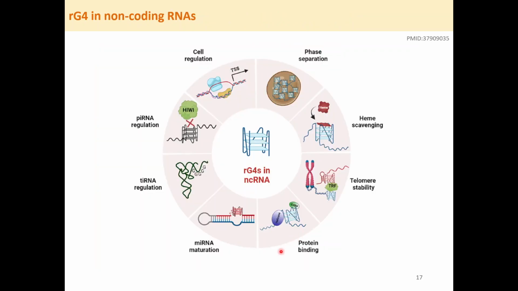rG4 functions are not limited to mRNAs. rG4s are widely found in non-coding RNAs including microRNAs, tRNA-derived small RNAs, piRNAs, and long non-coding RNAs in microRNA maturation, tRNA regulation, piRNA regulation, and lncRNA functions such as TERRA in telomere stability.